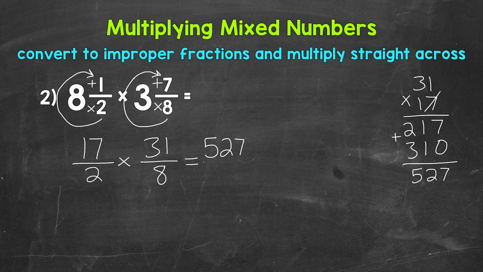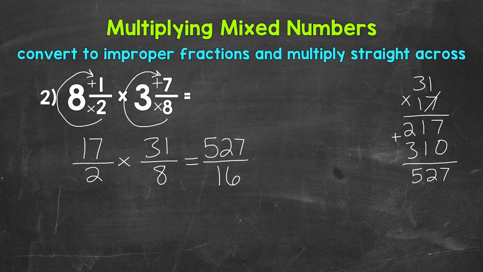527 for the numerator, and then as far as the denominators, we have 2 times 8, which is 16. So we end up with 527 over 16, or 527/16. That is our answer, but it's an improper fraction. So let's convert it to a mixed number by dividing the numerator, 527, by the denominator, 16.